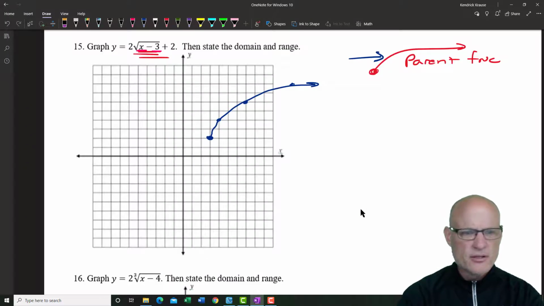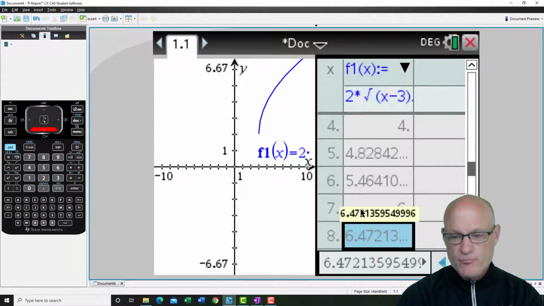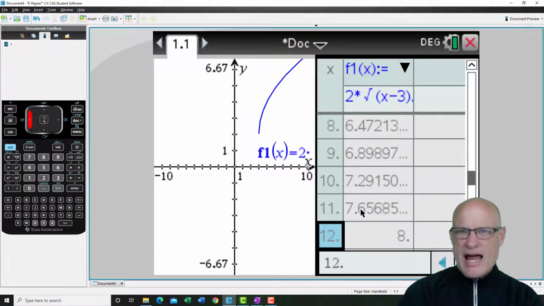Did I pipe that in right? 3, 2, 4, 4. Oh, yeah, 4, 4. And then 7, 6. And the next one's going to be 12, 8. Now, why is it 12 and not 9?